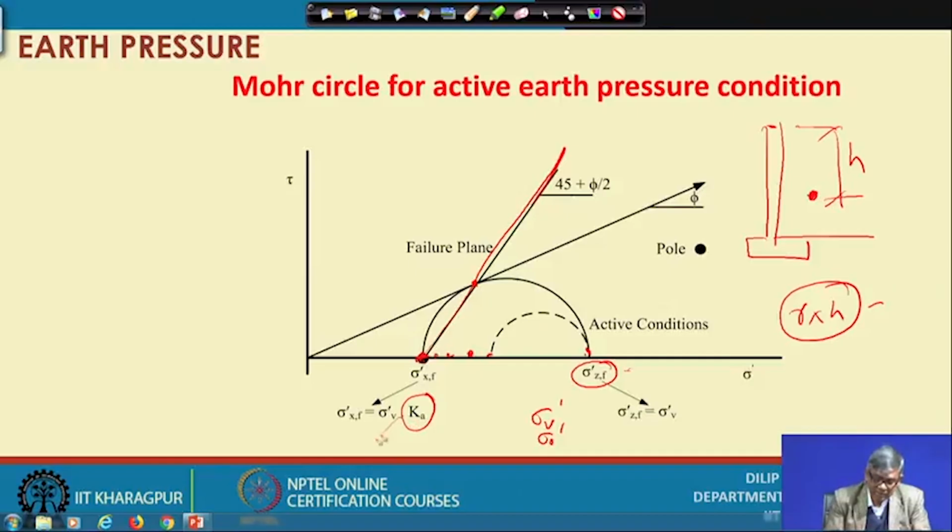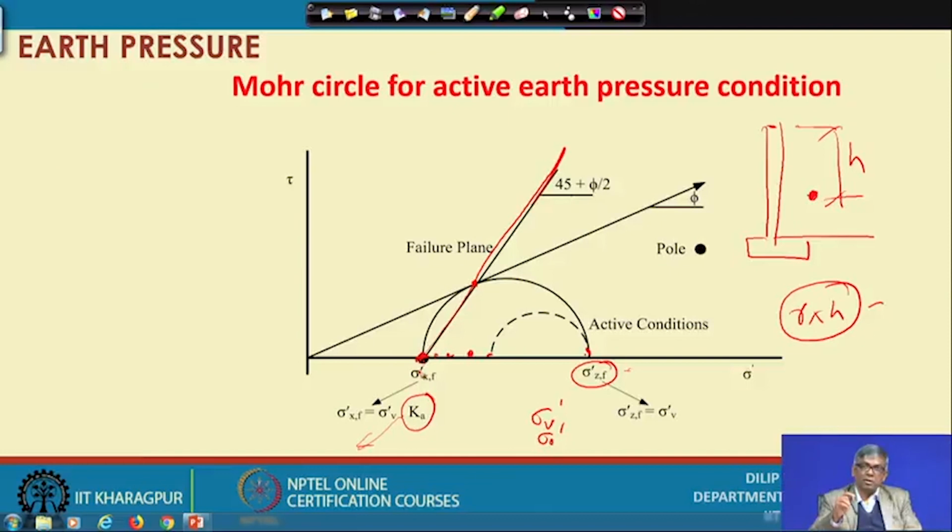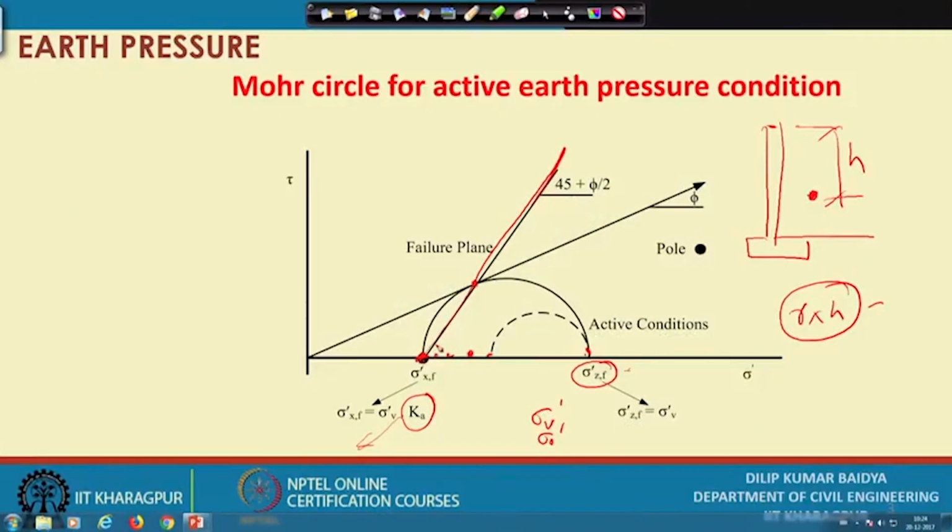K a is actually the active earth pressure coefficient. Like the earth pressure at rest had K naught, similarly the active earth pressure coefficient K a is there. You have to find that out, and we will discuss how. For the time being, I will just mention that this sigma h, or lateral pressure on the wall, will be K a times sigma v. Whatever sigma v was there, if you multiply by K a, you get the lateral stress, that is the active earth pressure. So, at this point, and this is the failure plane.